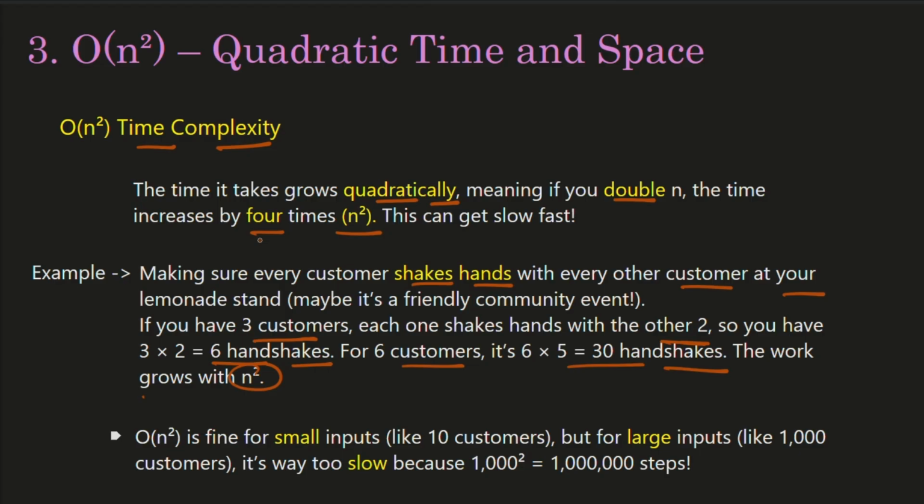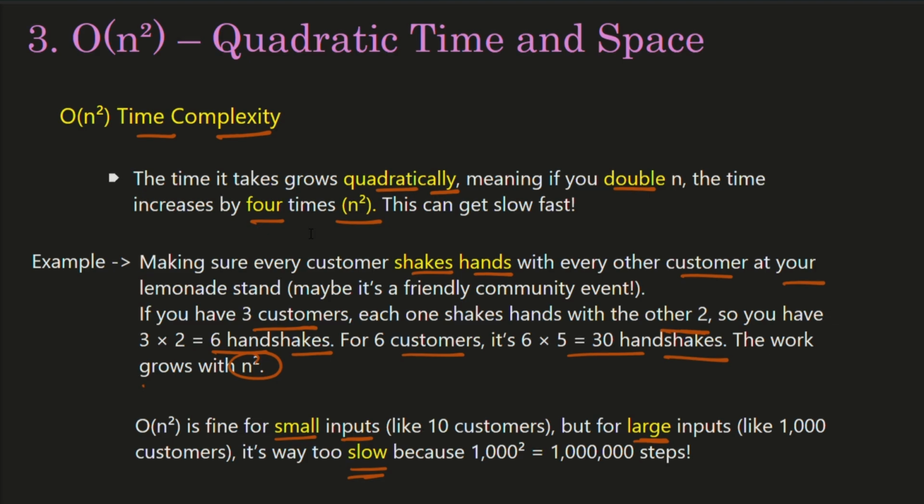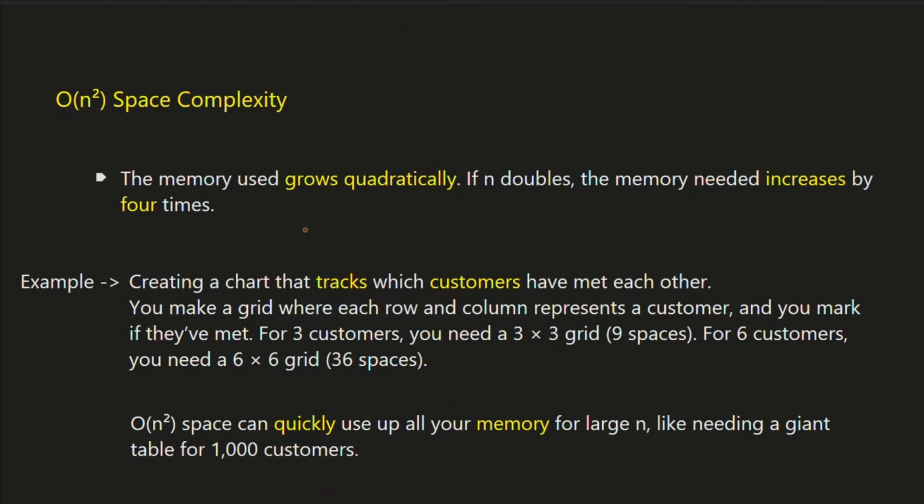Why it's slow: O of n squared is fine for small inputs, like 10 customers. But for large inputs, like 1,000 customers, it's way too slow because 1,000 squared equals 1 million steps. O of n squared space complexity. What it means: the memory used grows quadratically. If n doubles, the memory needed increases by 4 times.